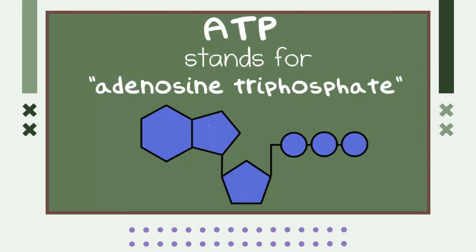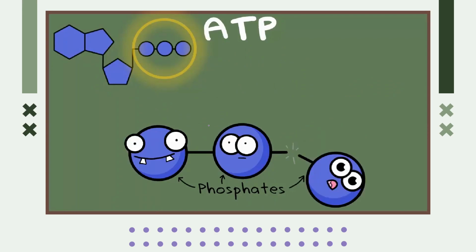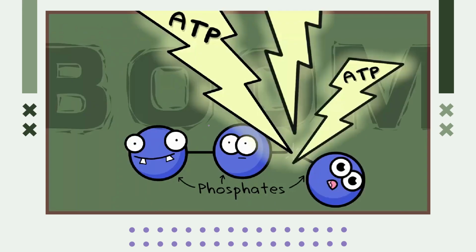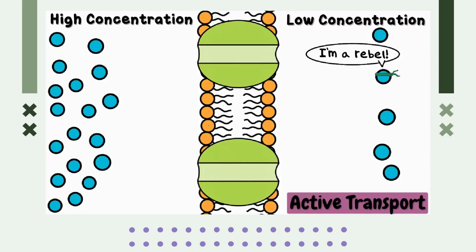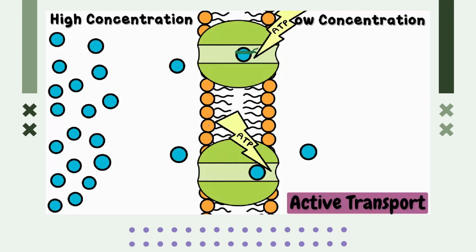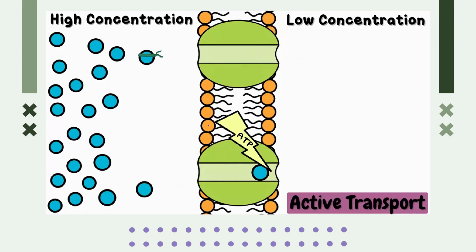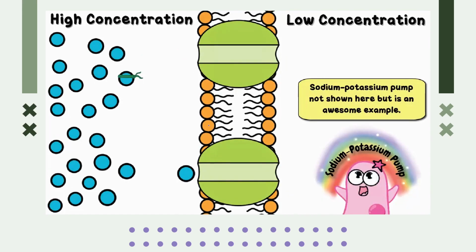A reminder that ATP, adenosine triphosphate, has 3 phosphates. And when the bond for the last phosphate is broken, it releases a great amount of energy. So ATP is a pretty awesome little molecule. ATP can power active transport to force molecules to go against their concentration gradient. And one way it can do that is actually energizing the transport protein itself. One of our favorite examples of active transport is the sodium-potassium pump. So that's definitely something worth checking out.